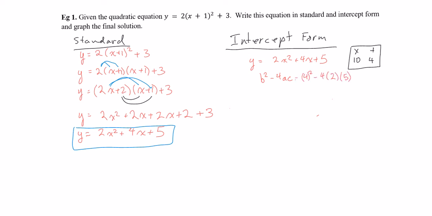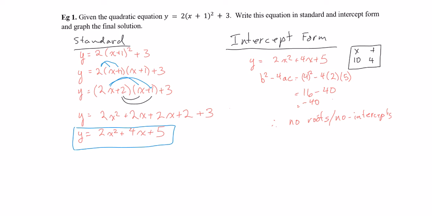And we'll plug these numbers in. Plugging that in, we're going to have 16 minus 40, which is negative 40. Therefore, there are no roots, which means there's no intercepts. If there were intercepts, we would simply go and factor this using the quadratic formula. But since we don't have any, we move on from there.